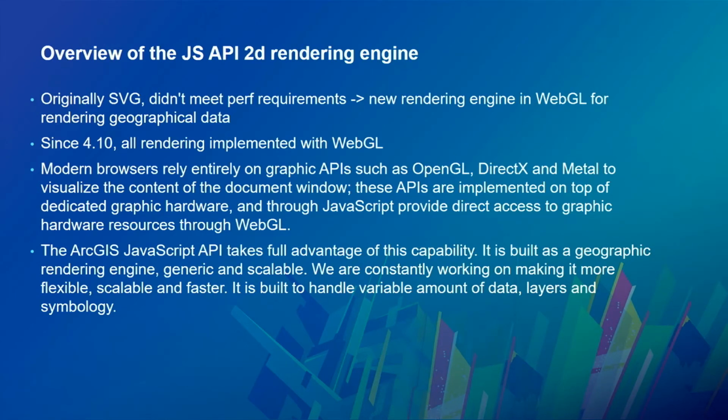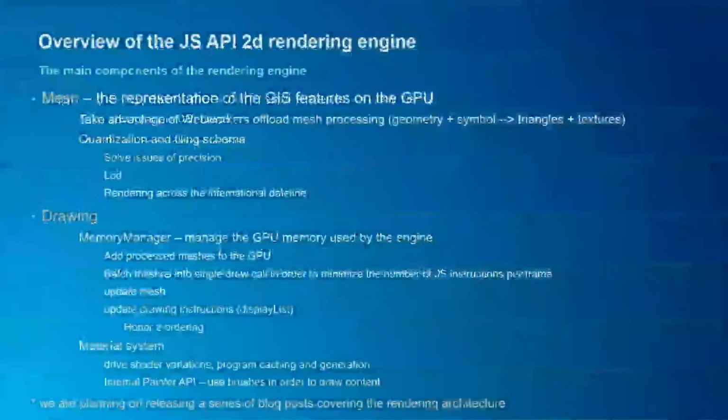The rendering engine of the JavaScript API is built to take advantage of WebGL, basically entirely implemented with it. We've designed and built it as a geographical rendering engine. It's internally quite generic and scalable, and we constantly evolve it, making it more scalable, faster, and adding more and more capabilities.